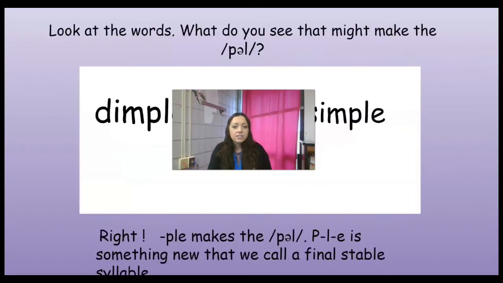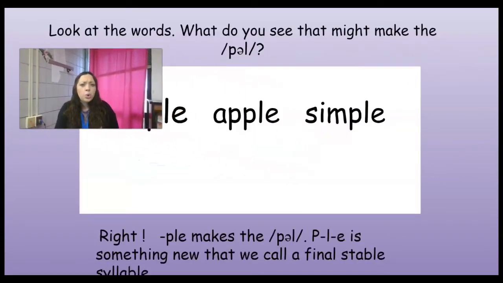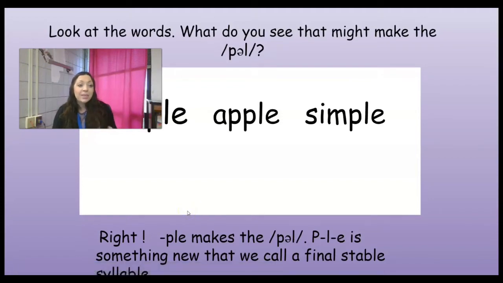So let's look at these words. And I want you to see what letters might make that pull sound. What do you think? That's right. It's the P-L-E. Look at the end. The P-L-E, P-L-E, P-L-E. And so the P-L-E makes that pull sound. And just like bull and full, the E we can't hear, so it's silent. So anytime you have the P-L-E at the end, it's going to say pull, because it's a final stable syllable again.